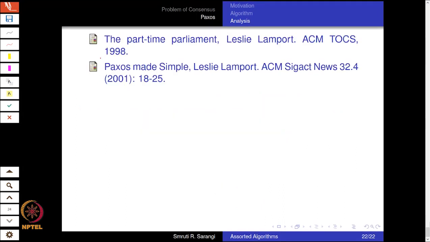So the original Paxos paper was published in 1998, which was reasonably long and reasonably hard to understand. So what we have presented in this lecture is Paxos Made Simple by the same author, Leslie Lamport, which was published in 2001. So in subsequent lectures, we'll discuss other kinds of consensus protocols, which are simpler and which are specialized to certain application domains.